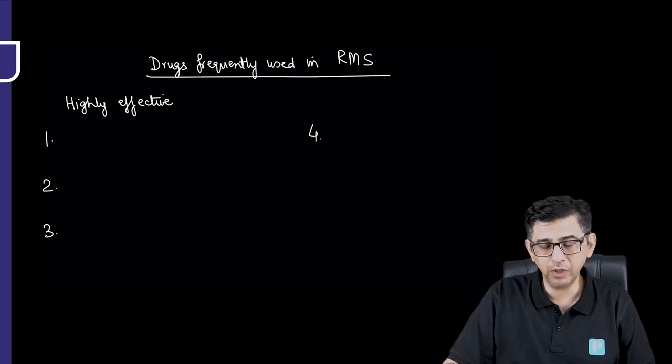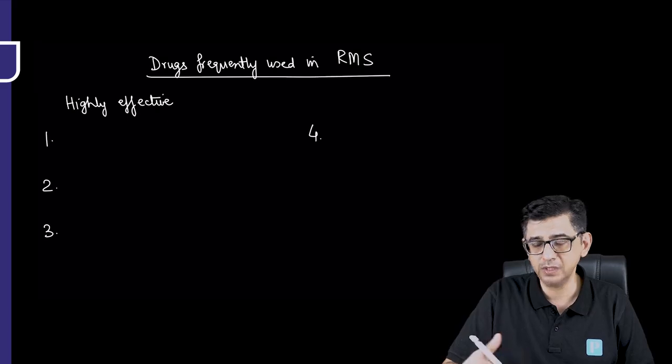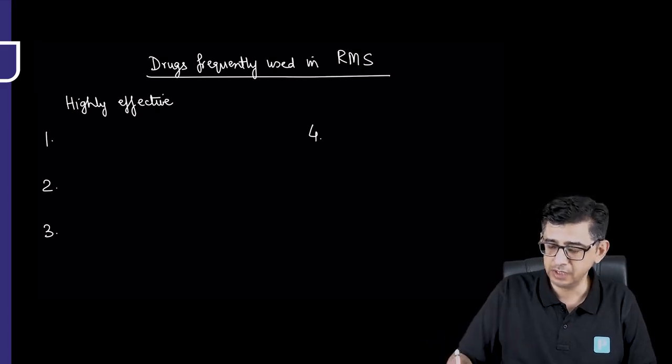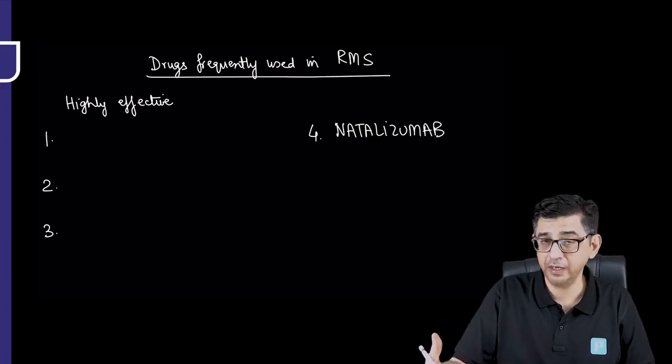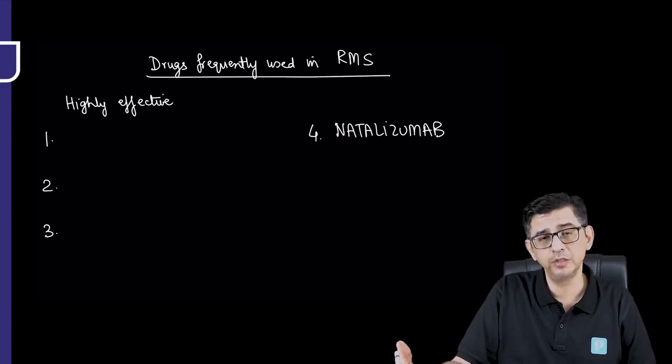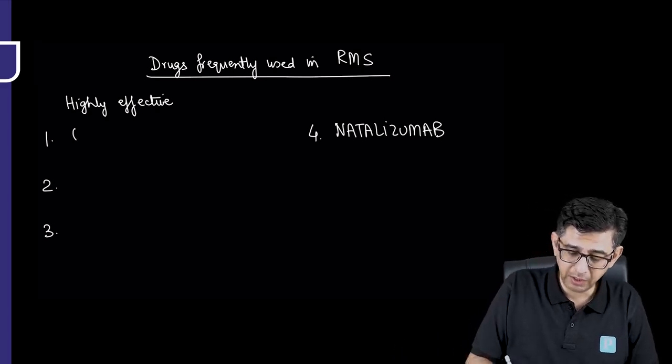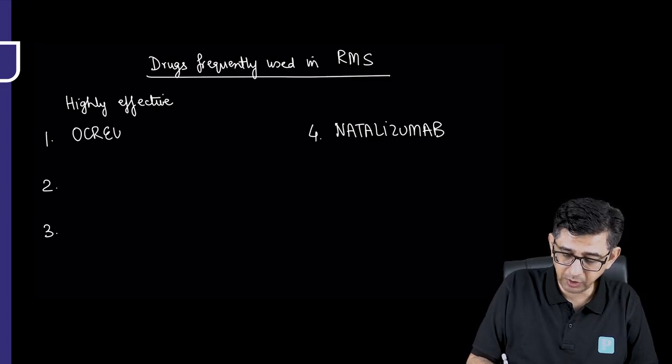So I'll be teaching you 4 drugs. The first 3 will be acting on B cells and the last one will be acting on the T cells. In fact, the one which will be preventing the autoreactive T cells from causing damage to the blood-brain barrier and will also be preventing their migration into the brain is natalizumab. If you contrast this, the highly effective drug for B cells would be ocrelizumab.